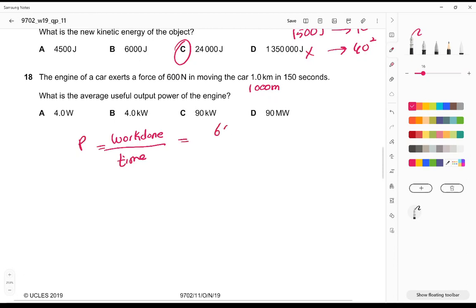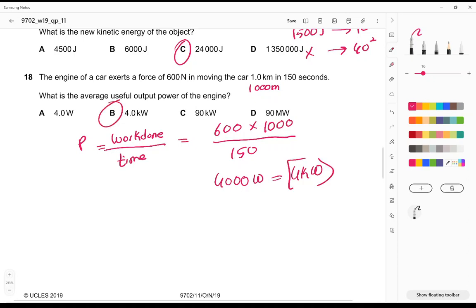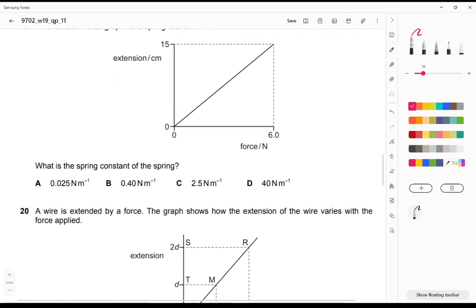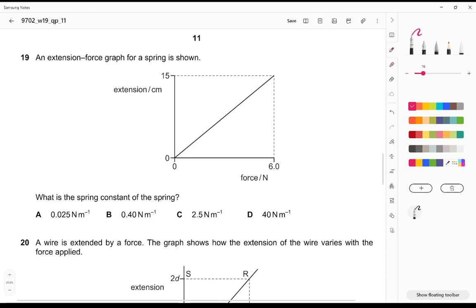Work done is actually force into distance moved, that is 1000 meters, divided by the time taken as 150. So 600 multiplied by 1000 divided by 150, and that gives me 4000 watts, which is equal to 4 kilowatts. So B should be the right answer. Let's just move on to question number 19.